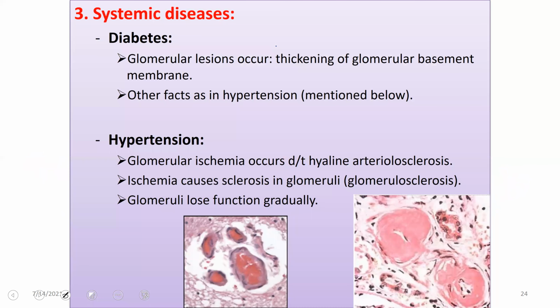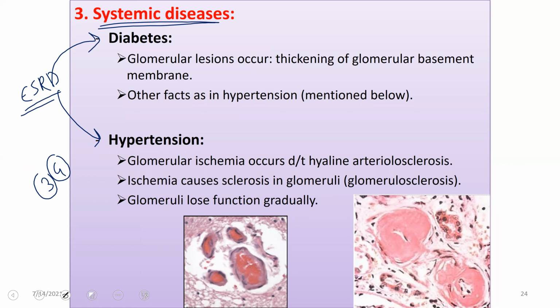So the next cause is systemic diseases, and it is a matter of fact to know that the most common cause of end stage renal disease happens to be diabetes, followed by hypertension. The systemic diseases involving the kidney are very important, and the third most common cause remains glomerular causes as well. So the most common cause leading to chronic kidney disease happens to be diabetes, followed by hypertension, and followed by glomerular diseases.